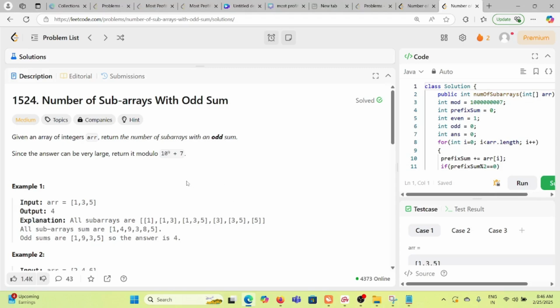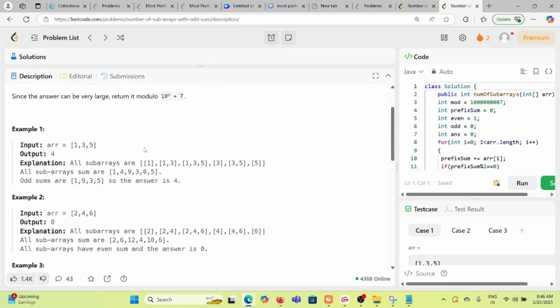Hello everyone. So today we are solving this problem, number of subarrays with odd sum. Basically, given an integer array, return the number of subarrays with odd sum. For example, we are given one array and we have to find how many subarrays there are which make the sum equal to odd.